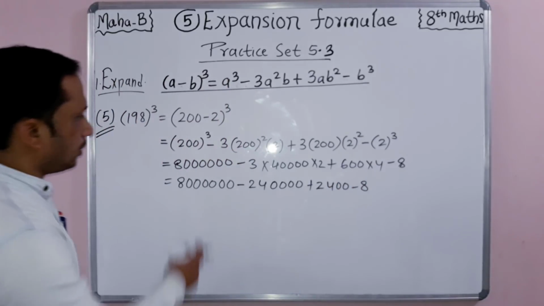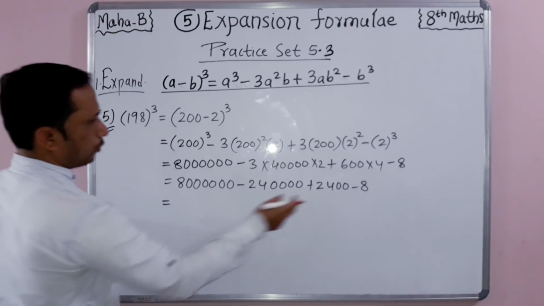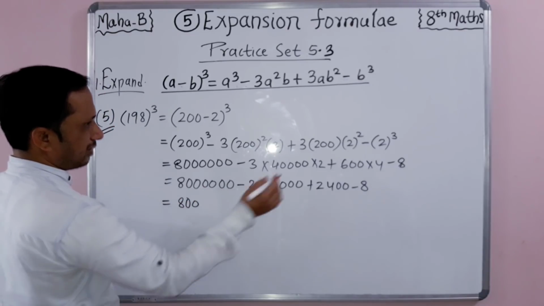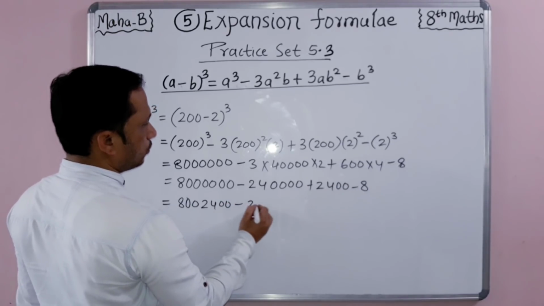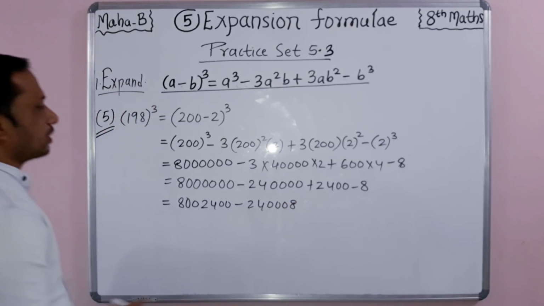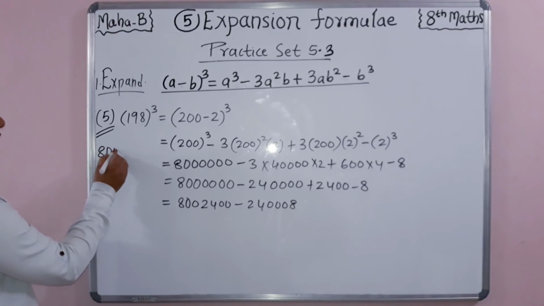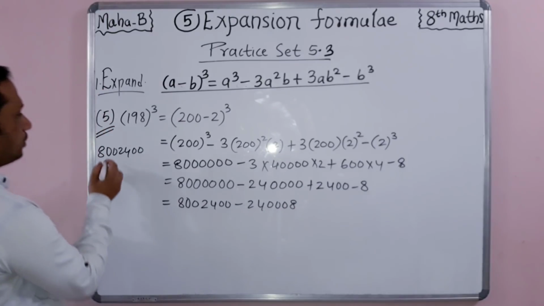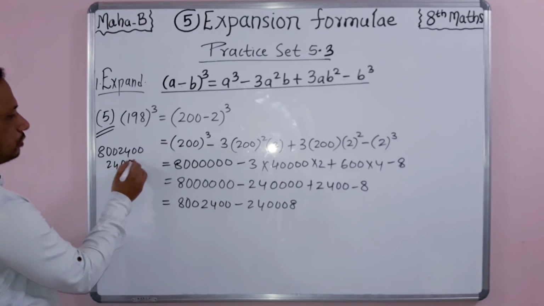Okay students, so first you will get the number like this. You have to add these two numbers. Okay students, so how many numbers will there be? 4 digits. So add from this place. So 800 and the number as it is 2400. Okay students, and you have to subtract 24,000 and 8. Now do the subtraction like this: 8002400. Then minus, how many digits are there? 2 2 2 means 6 digits. So start from this: 24,008.